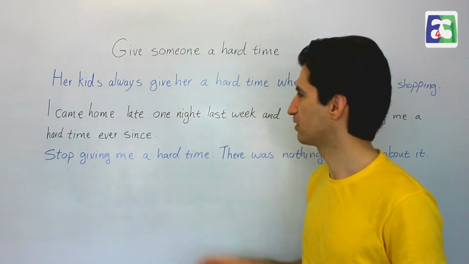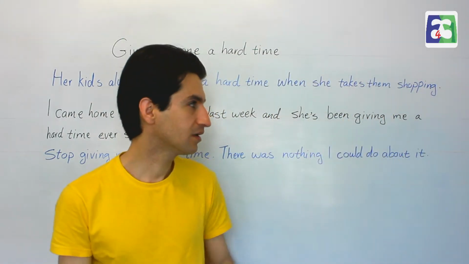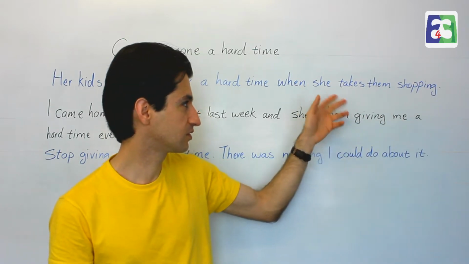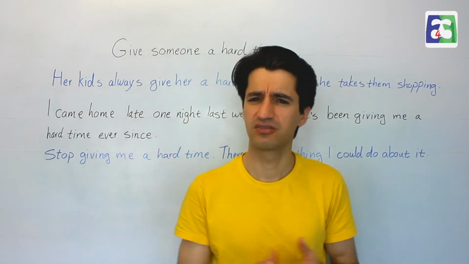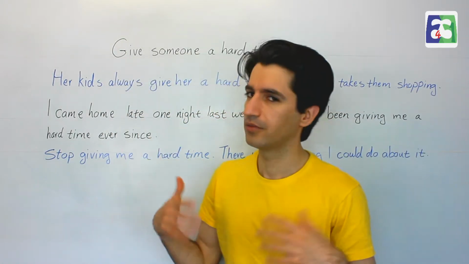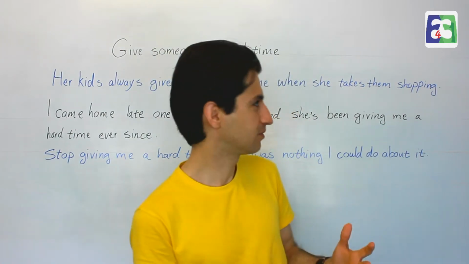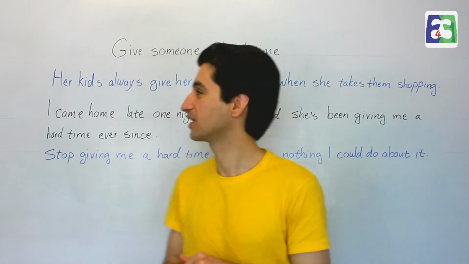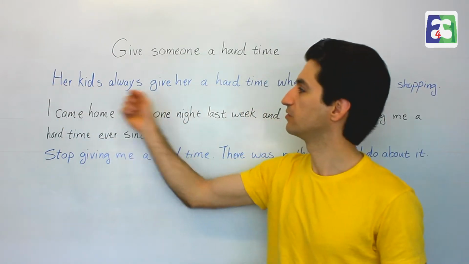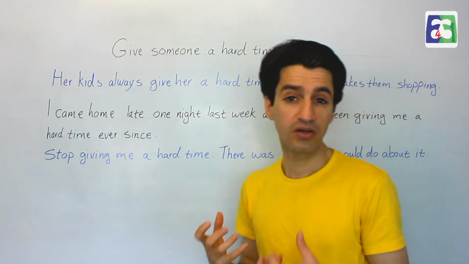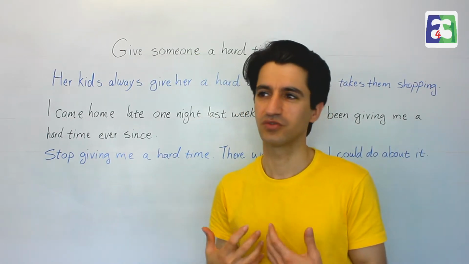Her kids always give her a hard time when she takes them shopping. Okay, you might have the same feeling when you take your kids out. I don't know if you have one. Yeah, some kids start nagging, crying, wanting everything, and make you say, this is the last time I'm taking these kids out with me. Well, you make the same mistake again and again. Anyway, this is the feeling that you have at that time. You feel that your kids are giving you a hard time, making life difficult, making you suffer.